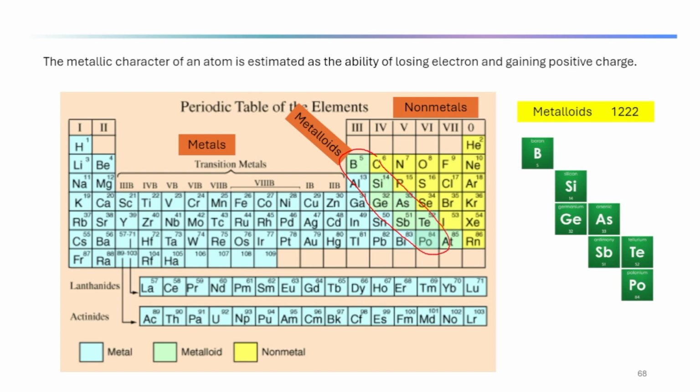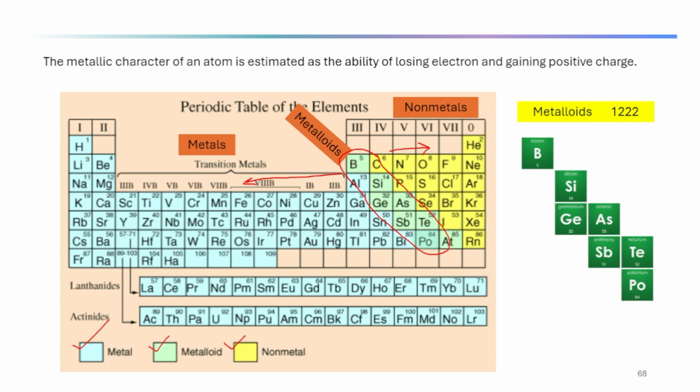This portion is actually dividing the periodic table into two halves. So this right hand side, these are called non-metals, whereas this left hand side, these elements are called metals. So here in this periodic table, these sky blue ones are metals, these green ones are metalloids, and these yellow ones are non-metals. These middle elements, which are separating the metals from the non-metals, have some properties common to metals and some properties common to non-metals. So that's why these are called metalloids, which is in between metals and non-metals.